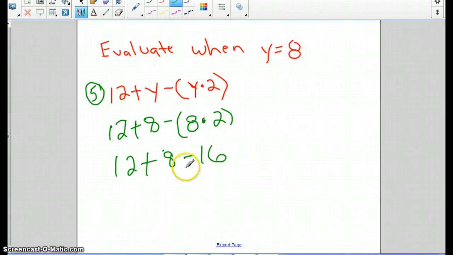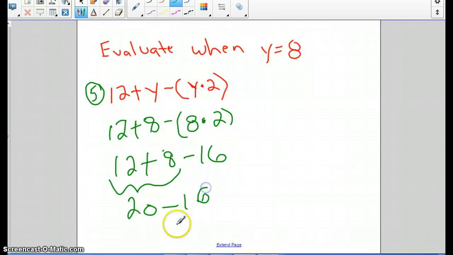Now remember, addition and subtraction are done at the same time with the order of operations. To determine which one goes first, we want to go left to right. We start over here and work our way across. We want to do this first. So 12 plus 8 is 20. And then 20 minus 16 is 4.